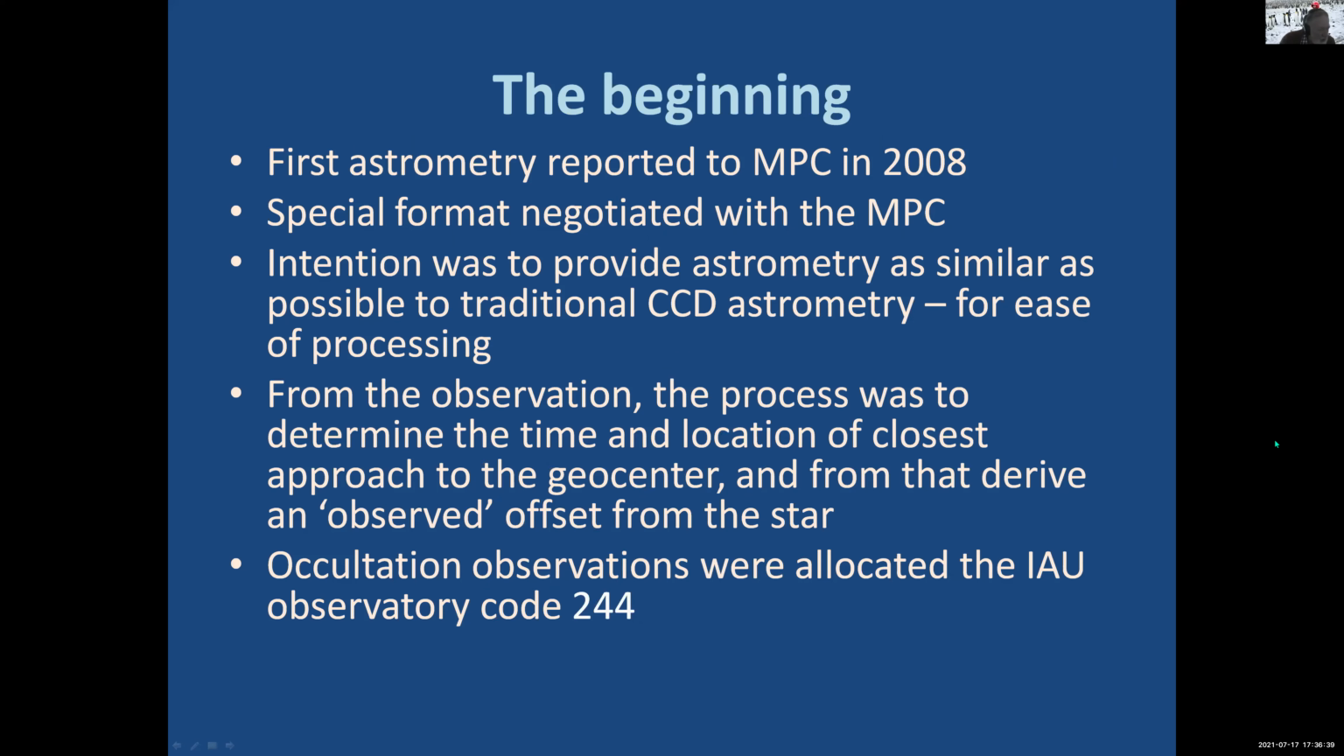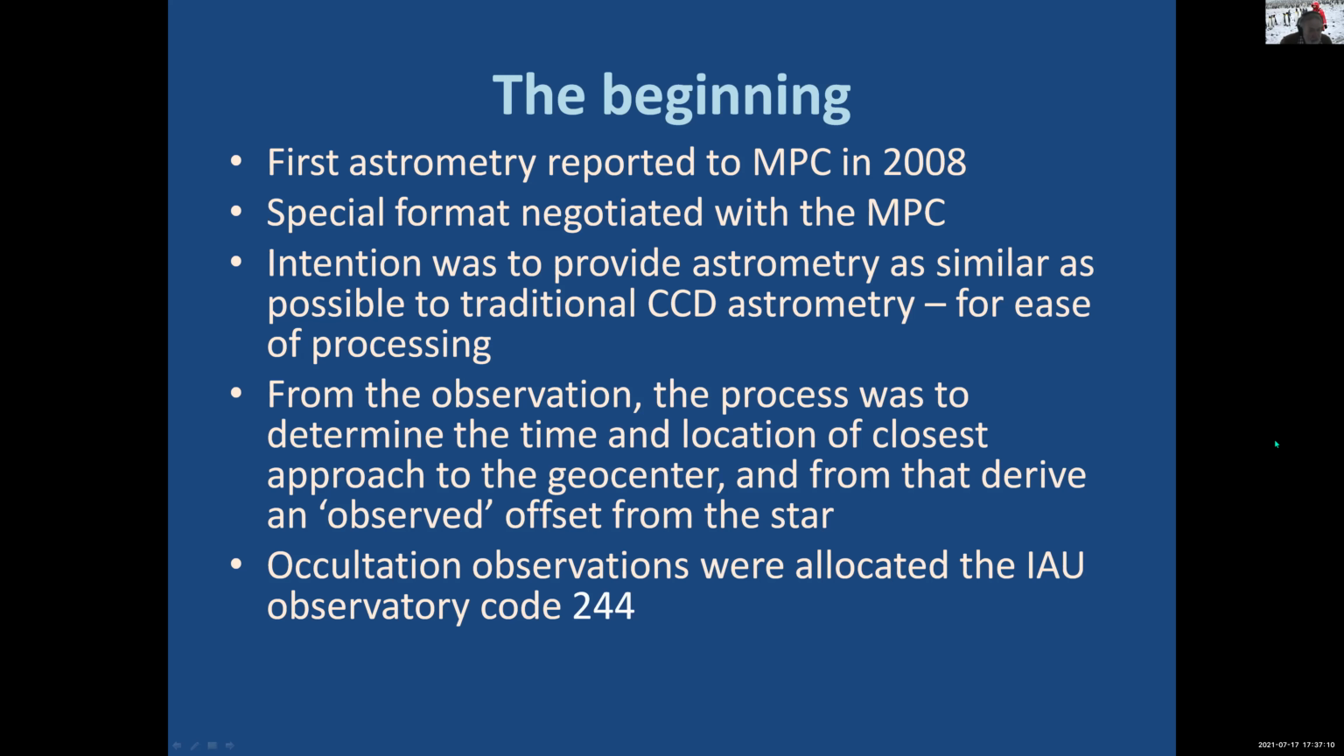So in this, I'm going to go through a short history of how we've done astrometry from occultations. It's probably relevant to note that when we first started doing asteroid occultations back in the 70s, the main objective was to measure the size and shape of asteroids. And we set up large observing groups to observe them.